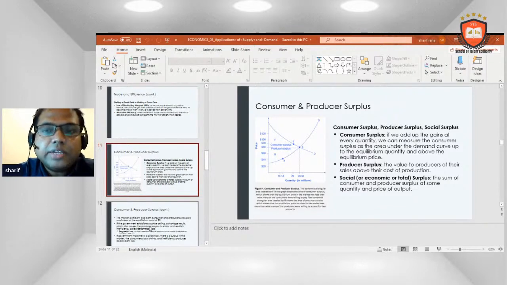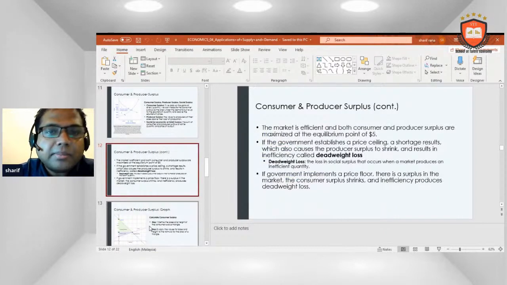Consumer surplus: if we add up the gain at every quantity, we can measure the consumer surplus as the area under the demand curve up to the equilibrium quantity and above the equilibrium price. Producer surplus: the value to producers who sell above their cost of production. Social surplus: the sum of consumer and producer surplus at some quantity and price of output.